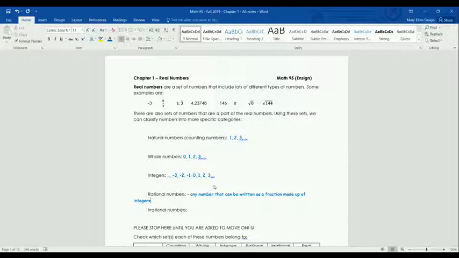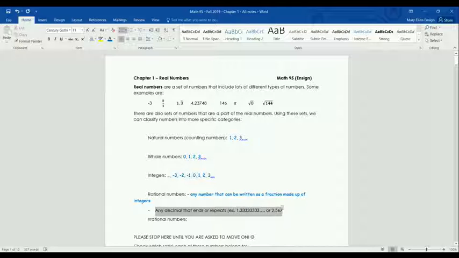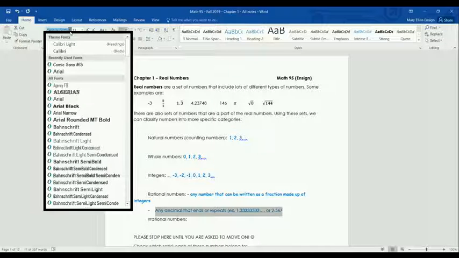any decimal that ends or repeats. Okay, so for example, if we have 1.3 going on forever, okay, or if we have something like 2.567, okay, and then it ends, it doesn't go on forever, those would also be rational numbers. All right.